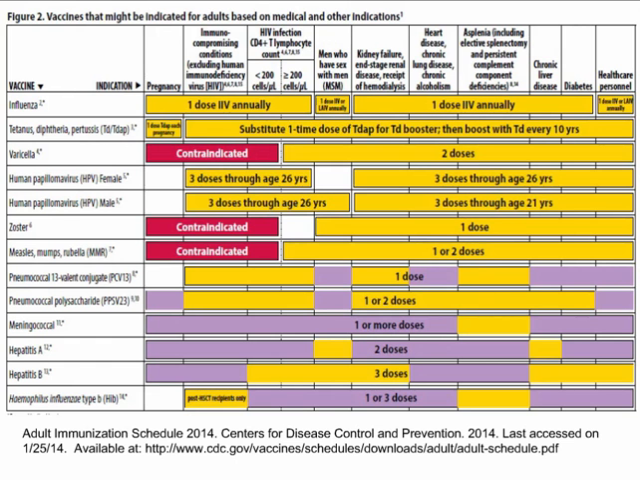So I think this is a great summary. This is from the CDC. It's the most up-to-date adult immunization schedule for 2014, and I think it really puts into perspective well what vaccines are recommended and which vaccines we need to take care with.